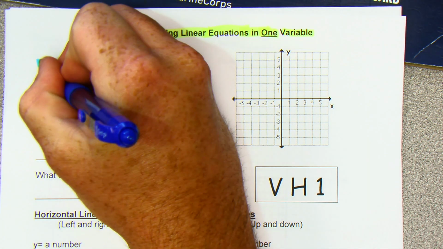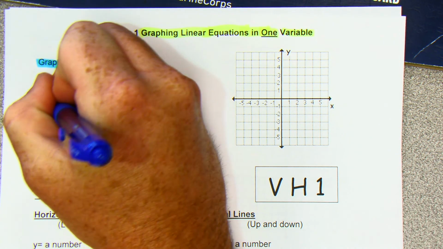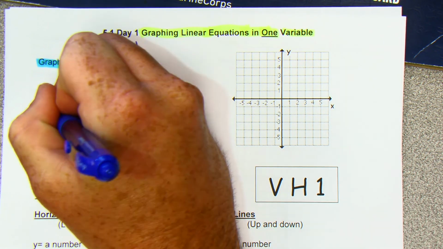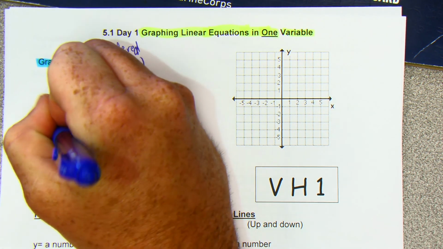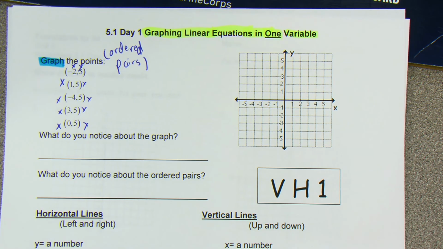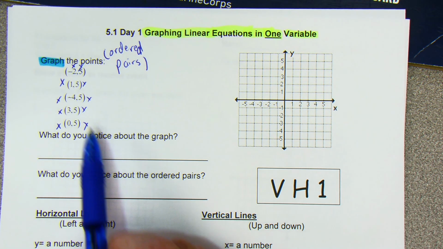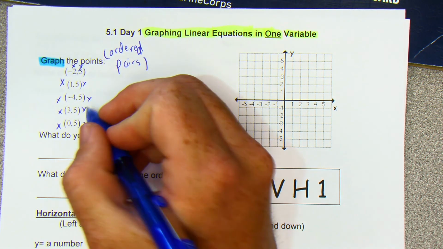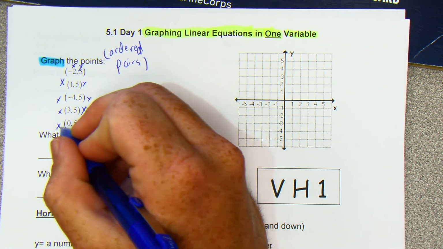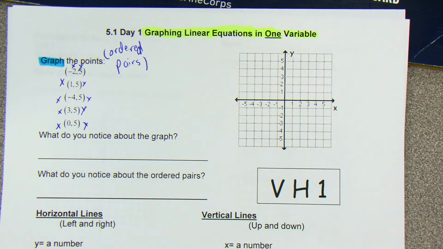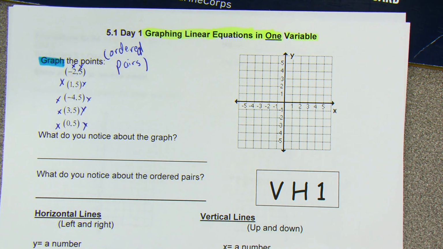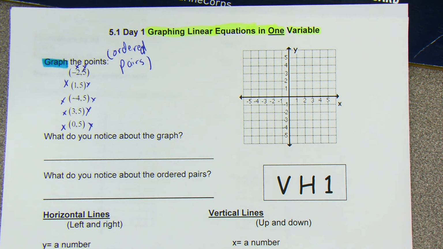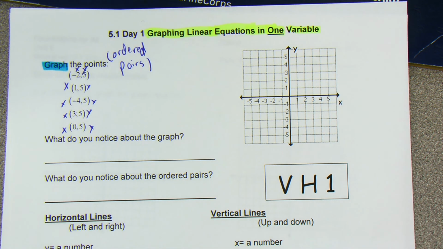Again, here is our x, this is our y, this is our x, this is our y, this is our x, y. So -4 is my x here, 5 is my y. 3 is my x here, 5 is my y, 0 is my x here, and 5 is my y. Now when I graph these, I always graph the x coordinate first.